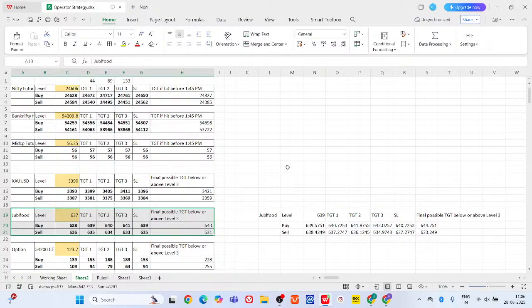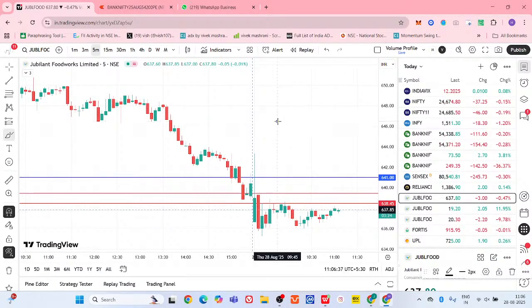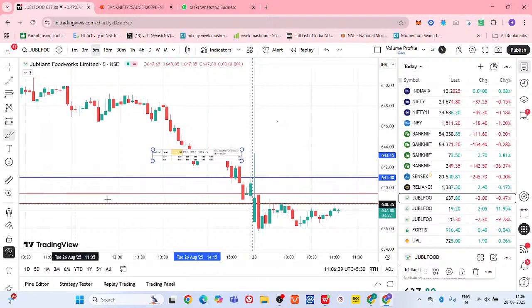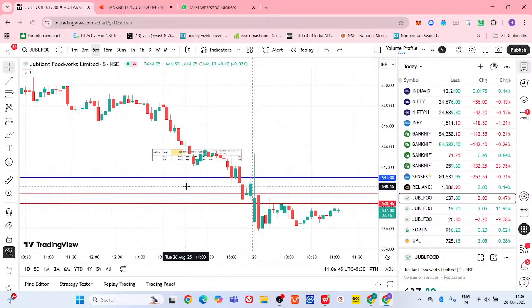See, just because this target is mentioned, it doesn't need to give a hit. These are adjusted levels for us to trade.